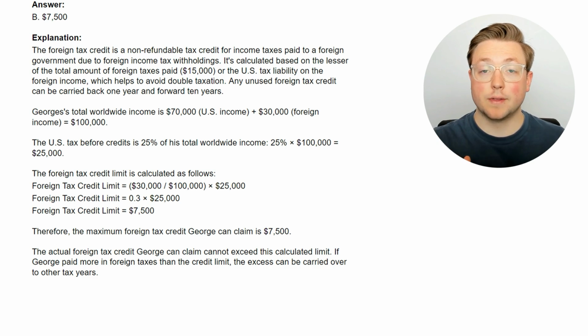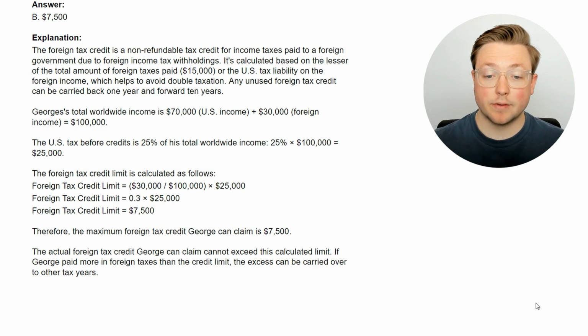So you take the $30,000 divided by the $100,000, which gives you the percentage of the income that was foreign. You multiply that by the total tax liability, and that will give you the foreign tax credit limit. Or in other words, how much of the foreign taxes you paid you can take as a credit.